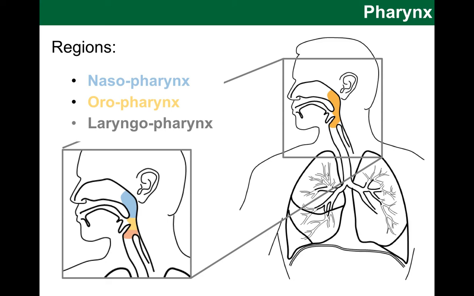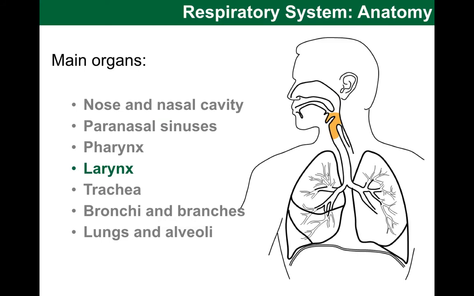And finally, we have our laryngopharynx. This is posterior to the upright epiglottis and extends to the larynx, where it continues as the esophagus. So those are our three regions of the pharynx. And the next one that we will have a look at is going to be our larynx. This is sometimes referred to in layman's terms as our voice box, but it does much more.